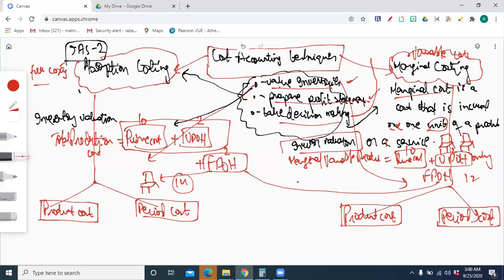So marginal costing kind of undervalues inventory. So it is not in conformity with IAS 2, which is basically the inventory valuation standard.